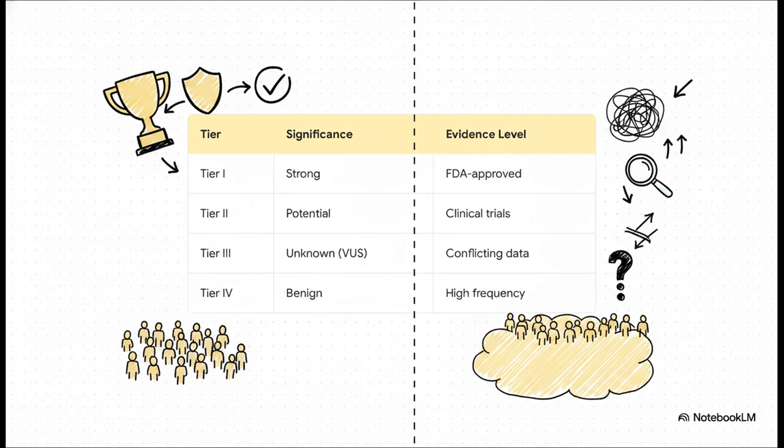Then there's Tier 3, the tricky one. This is unknown significance, or VUS, where the data might be conflicting or completely new. And finally, Tier 4 represents variants that are benign or likely benign. It's a really elegant framework that strictly separates your Tier 1 certainties from your Tier 4 benign noise.